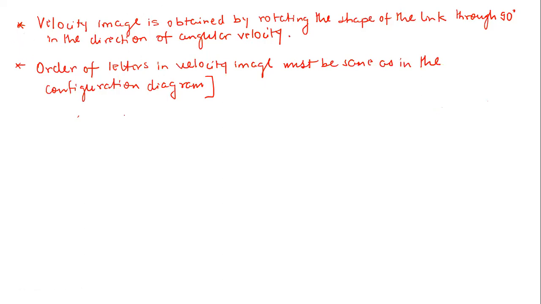So first of all, how is it obtained? By rotating the shape of the link through 90° in the direction of angular velocity, and then keeping the order of letters the same as given in the configuration diagram. Right? So now let's talk about something else, angular velocity of links.